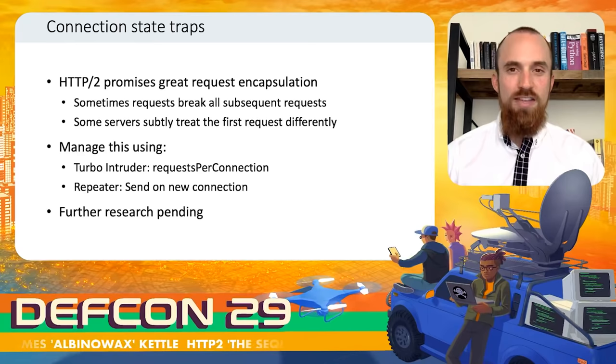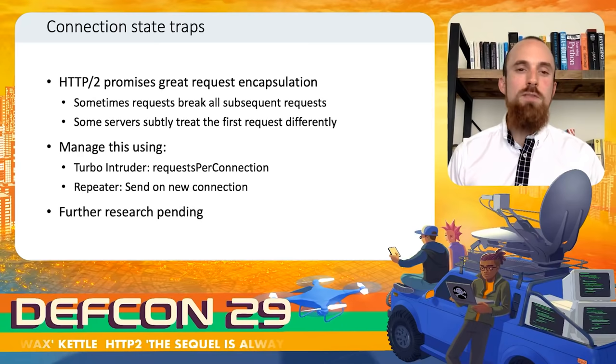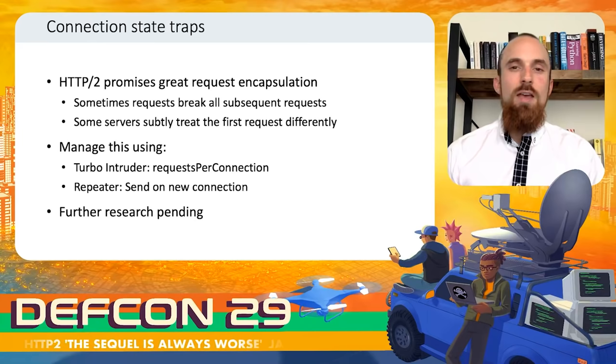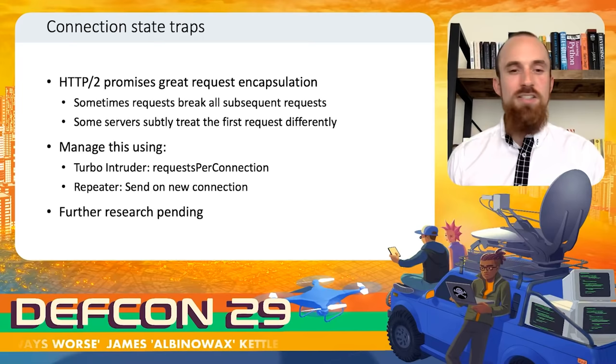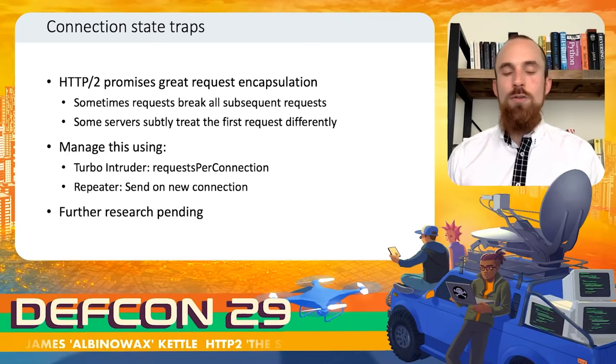And another thing to be wary of is some servers treat the first request down any given connection differently. You can manage these two bits of annoying behavior using the requests per connection configuration setting in Turbo Intruder, which I've updated with a full open source HTTP2 stack that I coded myself. And you can also deal with it in Burp Repeater.